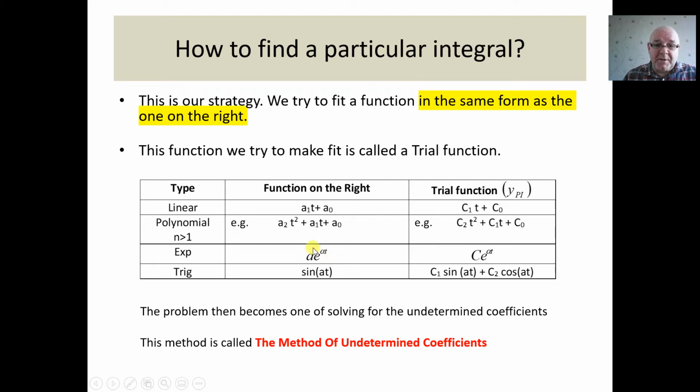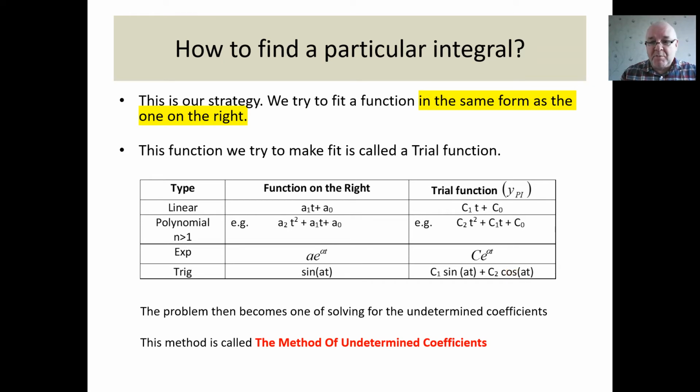An exponential function, that's actually nice and easy. So if we've got an exponential function on the right-hand side, then the trial function should be another exponential. It'll have the same power term, but we don't know what the coefficient is going to be. It won't be the same coefficient. And the trig function is the sort of odd one out. If you've got a trig function, for example the sine, then the trial function is actually going to be a mix of sine and cosine. There's a reason for that. We'll get into that a wee bit later on, but not in this particular video.